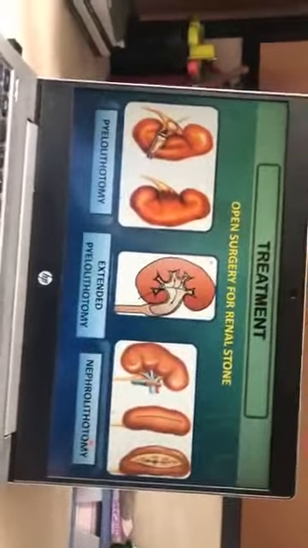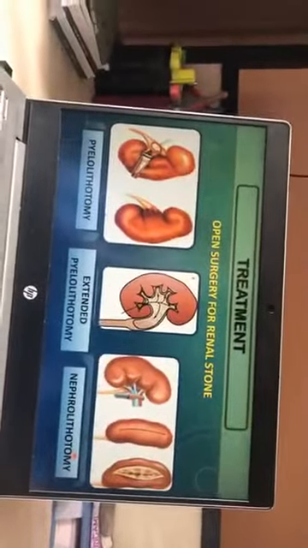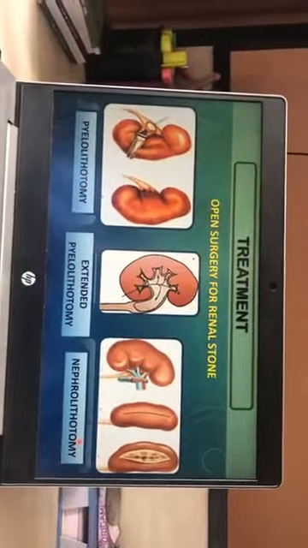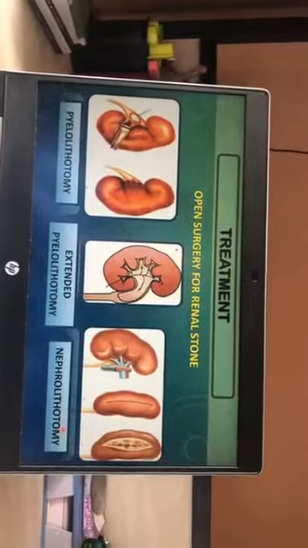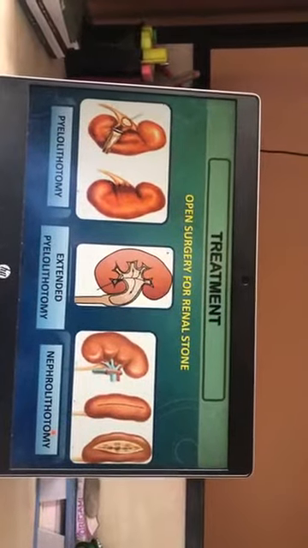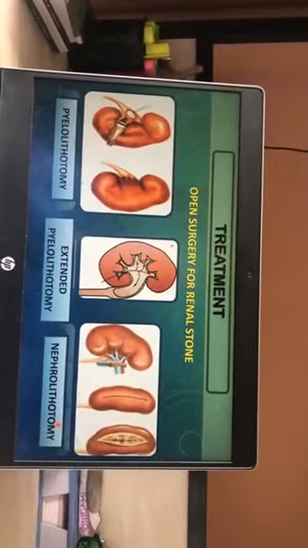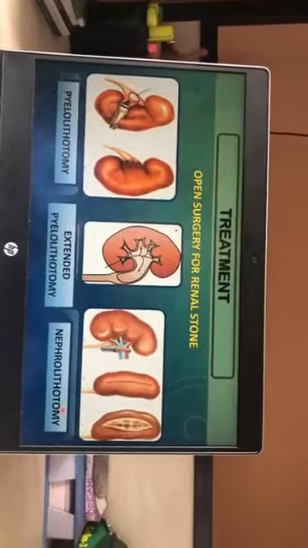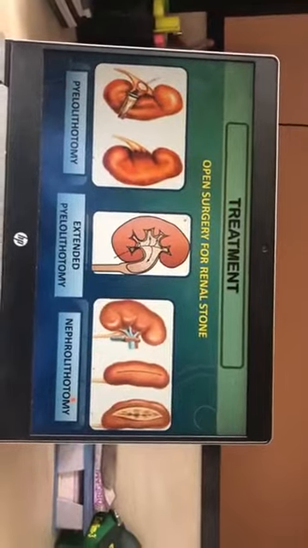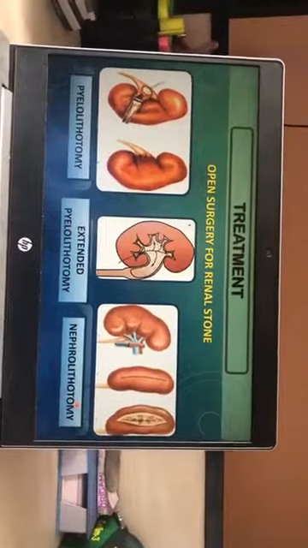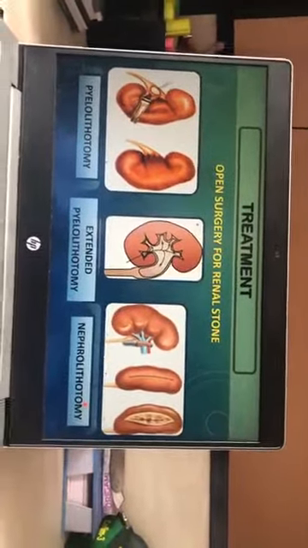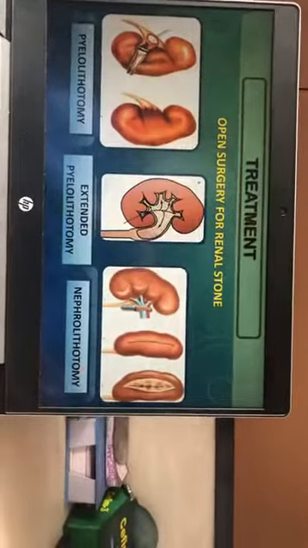So the treatment, open surgery for renal stones. The first picture is the pyelolithotomy. Whenever they open the pelvis and remove the stone, it is called pyelolithotomy. Whenever the stone extends up the calyces, and it is needed to extend the incision towards the calyces, it is called extended pyelolithotomy. And whenever it is needed to incise the kidney parenchyma, then it is called nephrolithotomy.